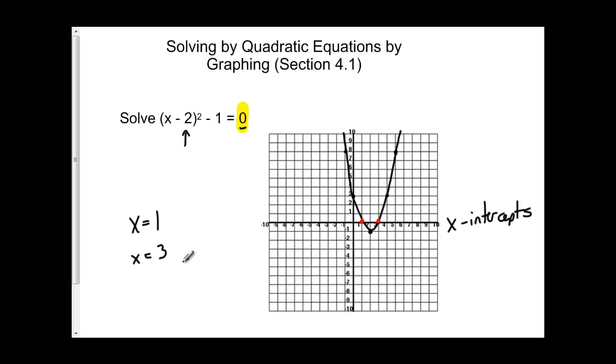We could check this in our equation. If we go 1 minus 2 squared minus 1, we do get 0. 1 minus 2 is -1, -1 squared is 1, 1 minus 1 is 0. We could also check the 3. 3 minus 2 squared is going to be 1, 1 squared is 1, minus 1 is equal to 0. So we've just proved that our solutions are in fact x equals 1 and x equals 3.